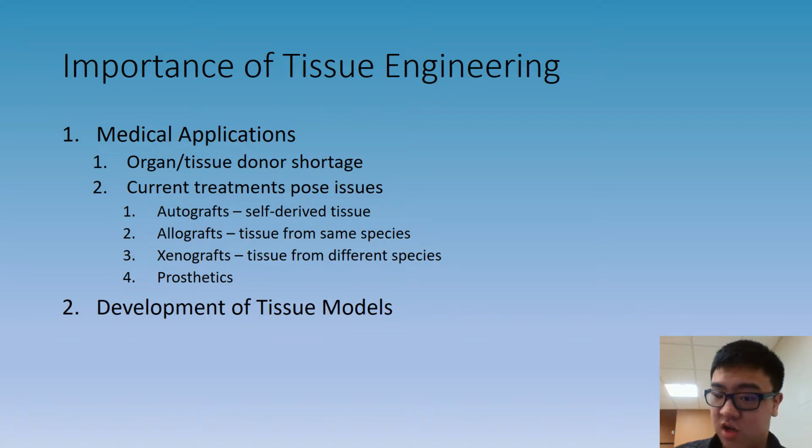Other treatments such as autografts, allografts, xenografts, and prosthetics have side effects such as immune rejection, multiple surgeries, lack of proper function, and shortage, which makes developing new tissue from tissue engineering a valuable resource. Another application is the development of tissue models for research. Once again, due to the shortage of proper tissue, it becomes difficult to test new products such as drugs or biomaterials. Tissue engineering provides an avenue for new tissue models for research.